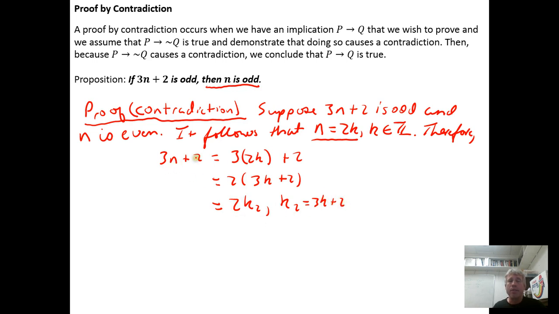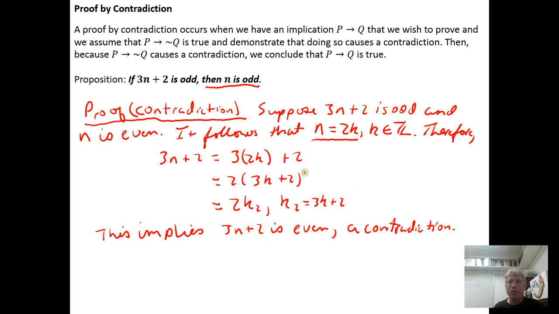And now we see that 3n plus 2 is an integer multiple of 2, indicating that 3n plus 2 is even. So this right here, this 2 k sub 2, implies that 3n plus 2 is even, a contradiction. Why is it a contradiction? It's a contradiction because we assumed that 3n plus 2 was odd up here.